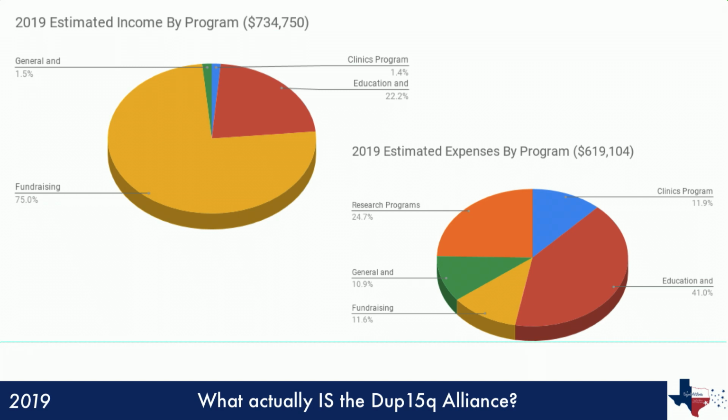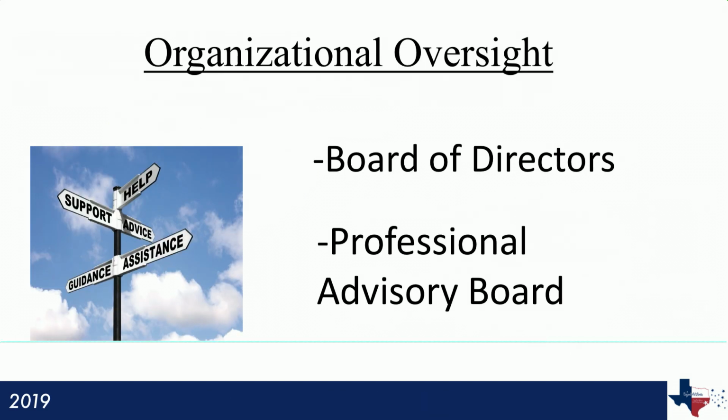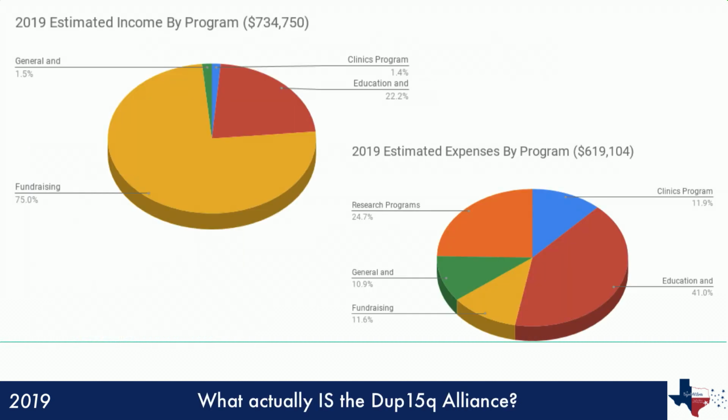So this is an example. This is our budget for 2019. This is our proposed budget. So this is all estimated because clearly 2019 hasn't ended yet, but this is our proposed budget. So as you can see, we break down our income by those 4 programs that I just said. So it's by fundraising, clinics, research, and education and outreach.